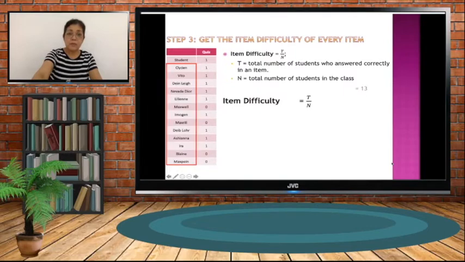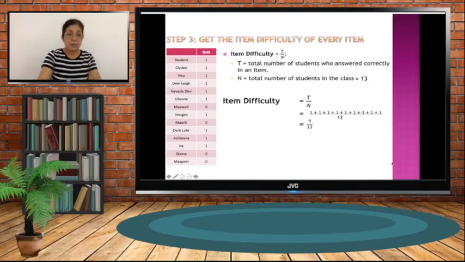So we have here 13 students. The total who got the correct answers in item number 1, and we are just in item number 1, is 9. So there are 9 students who got the correct answer over 13, the total number of students in the class. The result is 69 hundredths. To make it a percent, we simply multiply it by 100 or move the decimal point 2 places to the right, which is equivalent to 69%.